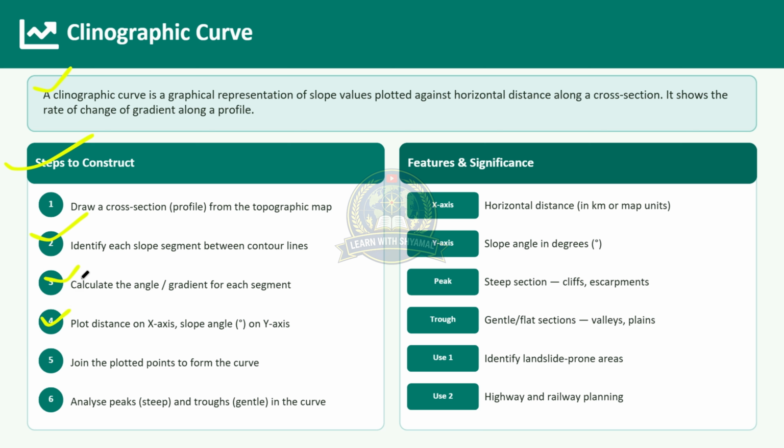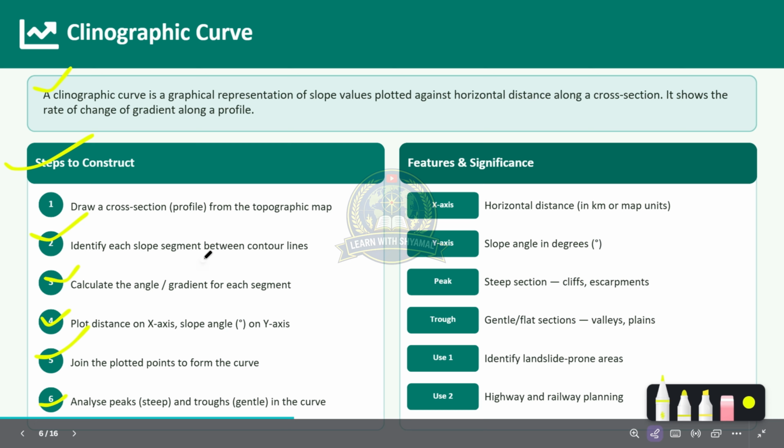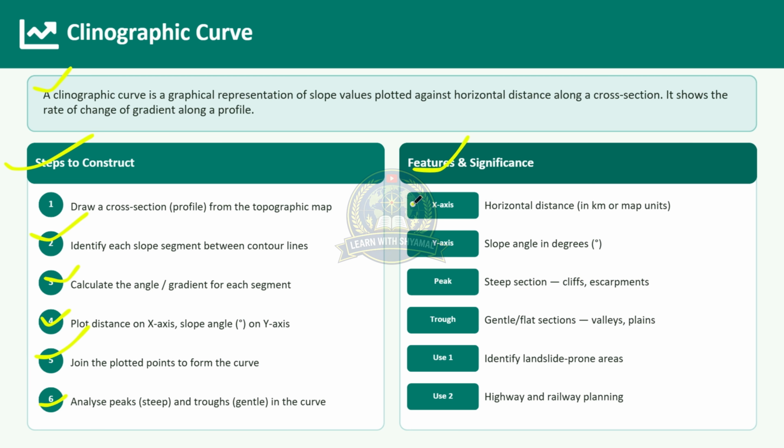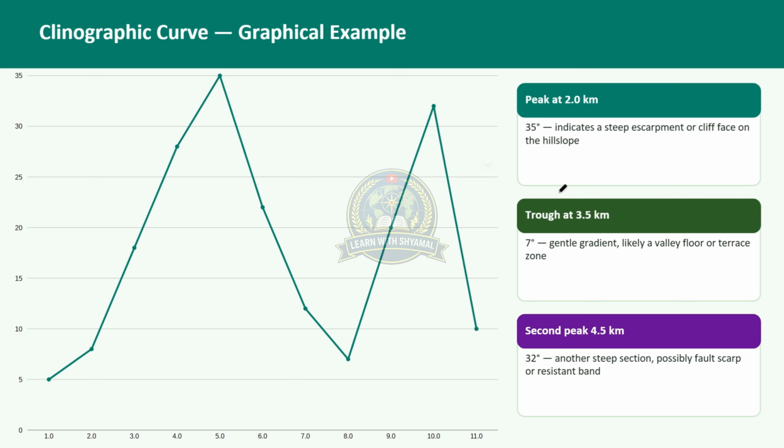Plot distance on the x-axis, slope angle in degrees on the y-axis, and join the plotted points to form the curve. Analyze peaks, steep, and troughs, gentle, in the curve. Features and significance: x-axis horizontal distance in kilometers or map units, y-axis slope angle in degrees. Peaks are steep sections, cliffs and escarpments. Troughs are gentle flat sections, valleys and plains. Use 1: identify landslide prone areas, and use 2: highway and railway planning. Okay, this is a clinographic curve, graphical example.